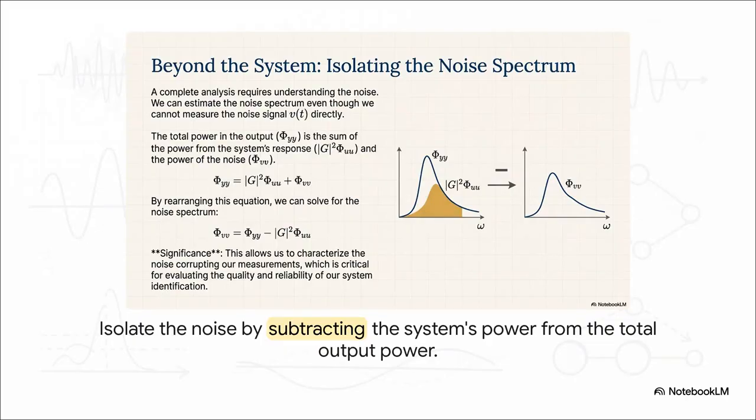And get this, the method is so cool, it doesn't just find the system for us. It can also tell us exactly what the noise looks like. All we have to do is take the total power of our measured output and subtract the part that we now know comes from the system. Whatever is left over, well, that has to be the noise. We're characterizing something we can't even measure directly.